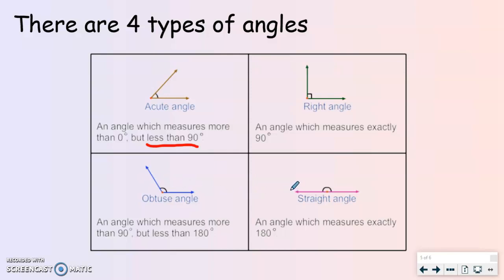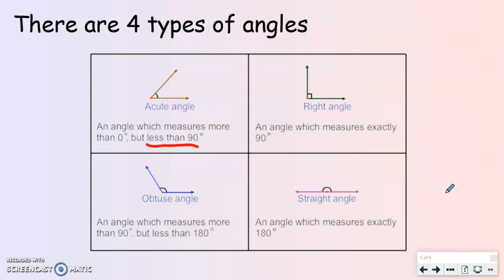The last one is a straight angle, and you're probably like, well, that looks like a line also. And yes, okay, technically it is a line. The only thing though is that this middle point here is considered the vertex, okay? So it's an angle that measures exactly 180 degrees. And it does form a straight line, hence the word straight angle.